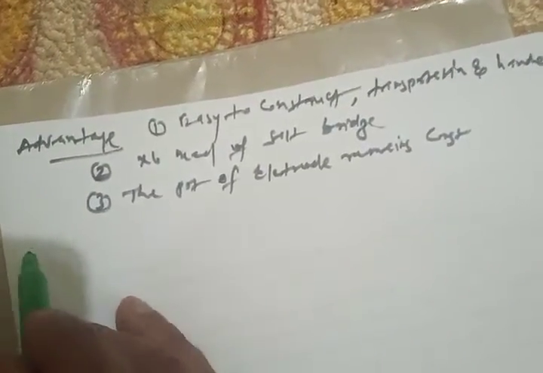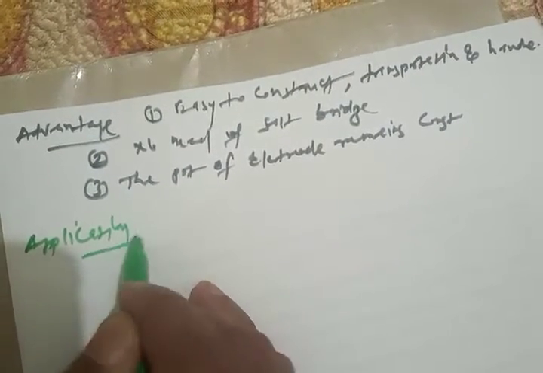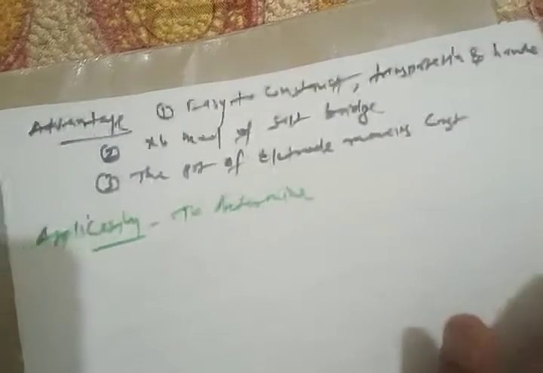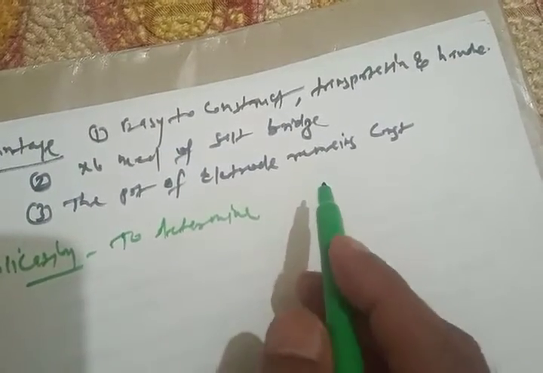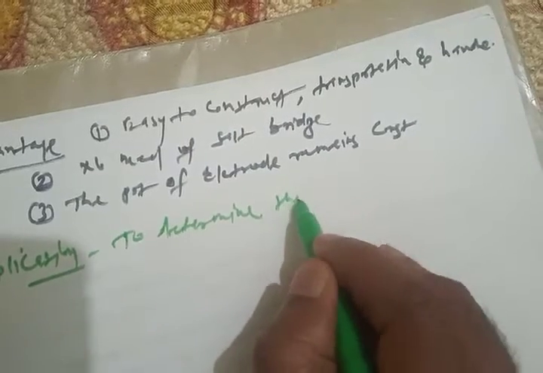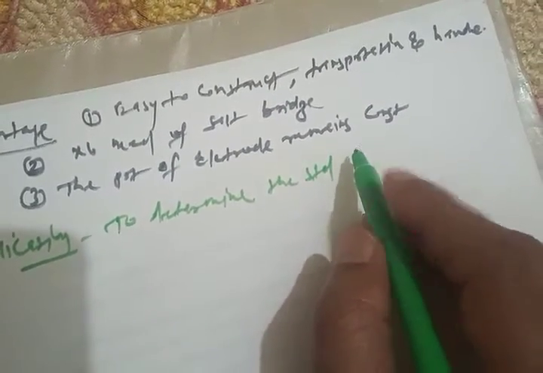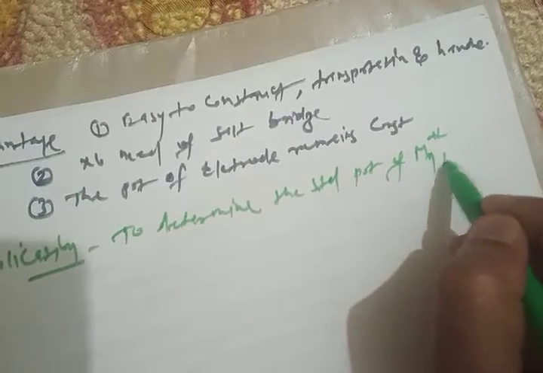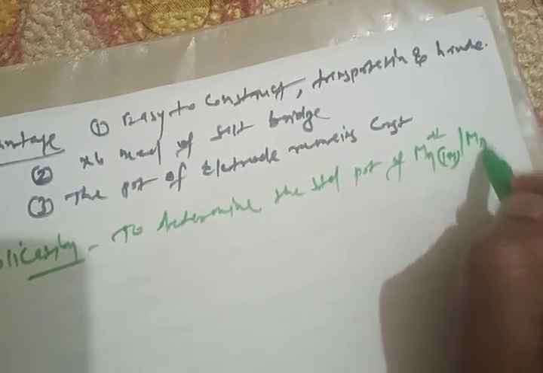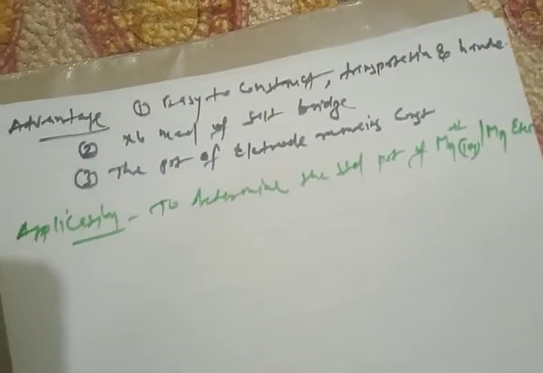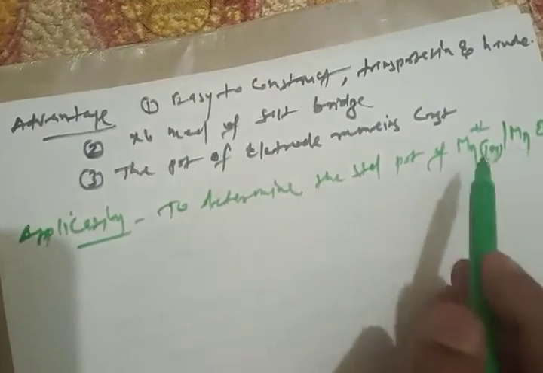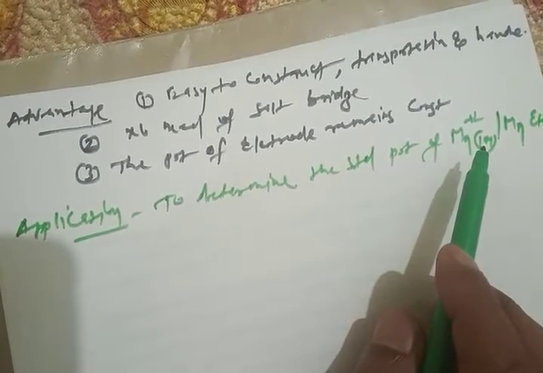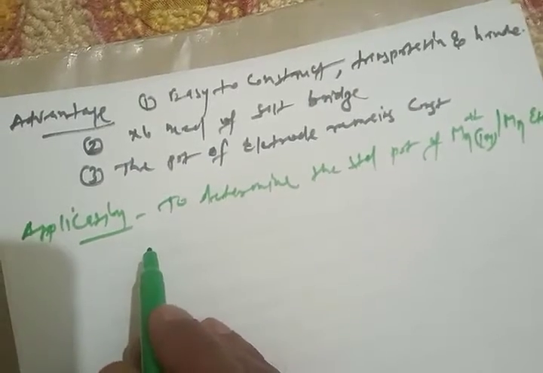Now let's take one of the applications also. Application of Calomel electrode. This is used to determine the standard potential of manganese, Mn plus 2, you can take concentration of 1M, Mn electrode. This is very important. So how will this be determined? What do we need to determine? So we will take the Calomel electrode as a standard.